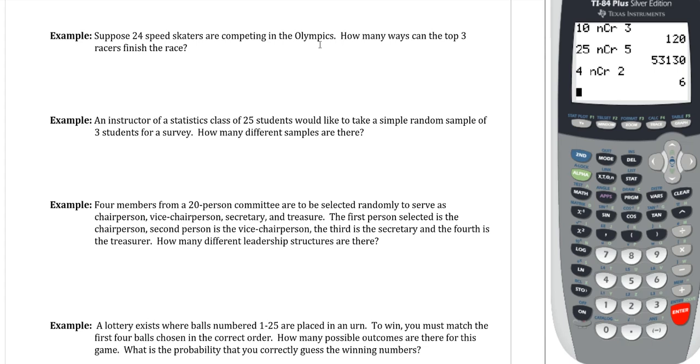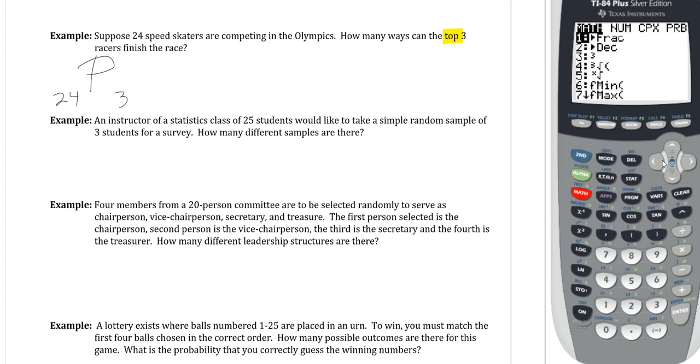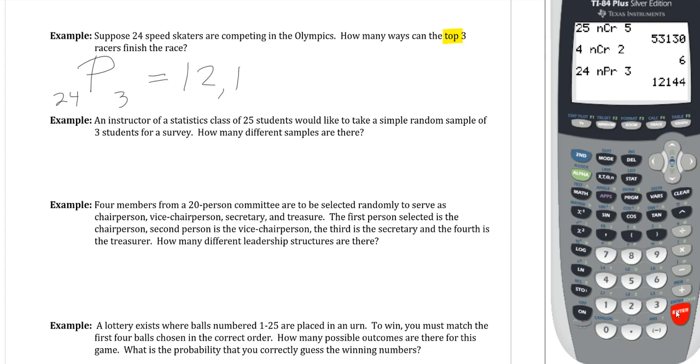First one says, suppose 24 speed skaters are competing in the Olympics. How many ways can the top 3 racers finish the race? Since it says the top 3 racers, that means that this is going to have order there. The top person will get gold, second, silver, etc. So since order matters, this is a permutation. This is a permutation of 24 individuals where we are selecting 3 of them. So in our calculator, that's going to be 24, math, over in probability, and then we use the NPR function with 3 people. 24 permute 3 will give us an answer of 12,144.